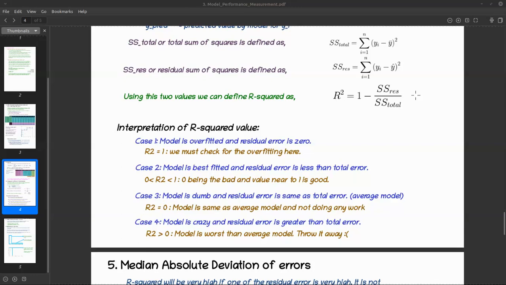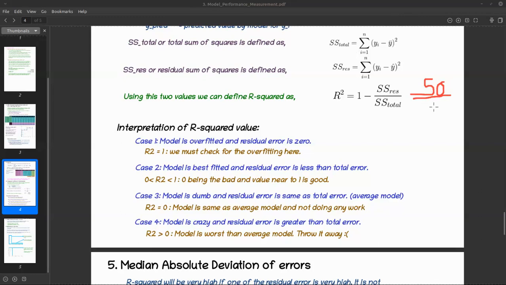Now, case 4, where your model is crazy. It is predicting all the values very wrong. It is making very big mistakes compared to the mean model, so your residual error is higher than that of the mean model. Let's say you are making an error of 50, right? Not the average, but the square. All the squares come to 50.